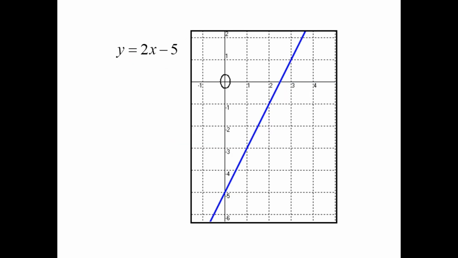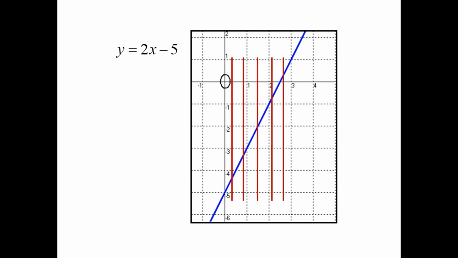Another example, another grade 9 line. Now this is the line y equals 2x minus 5, or if you prefer, mx plus b from grade 9. It's a line with a slope of 2, with a y-intercept of negative 5, as we can see. And here are some vertical lines, and you can see that every vertical line only touches it once. If it touches it only once, not more than once, then it is, yes, a function. In fact, all lines are functions except for vertical lines.